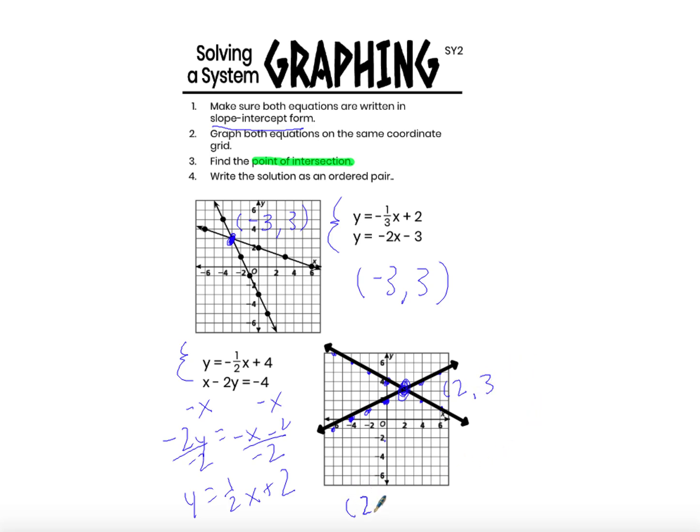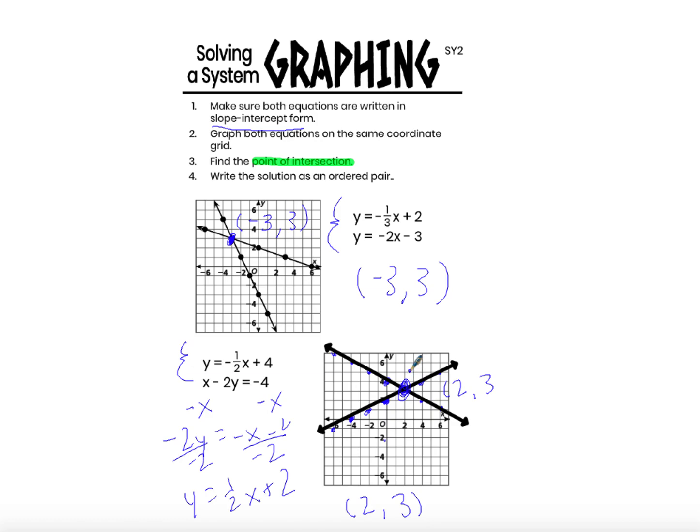So my solution to my system is x equals 2, y equals 3, which I want to always remember to write as an ordered pair. Checking that, negative 1/2 times 2 is negative 1. Negative 1 plus 4 is 3. Yes. And x equals 2: 2 minus 2 times 3, 2 minus 6, is in fact negative 4. So my solution that I found graphically is correct.